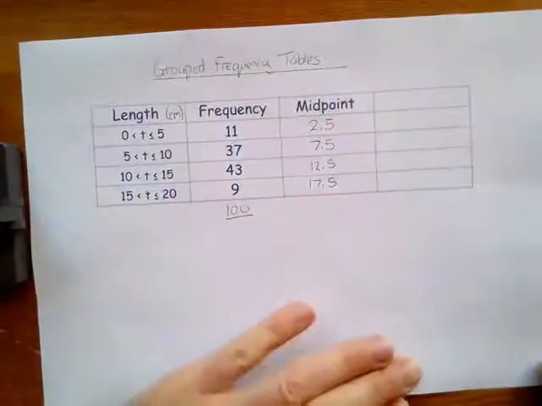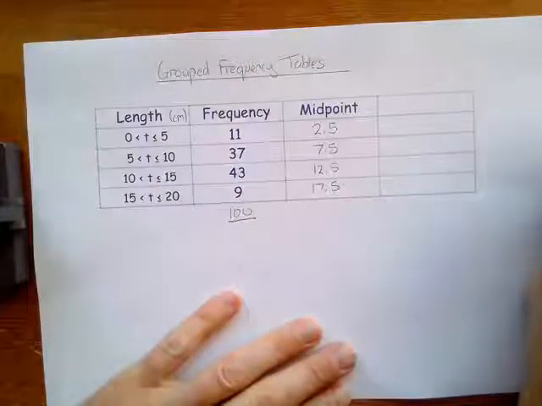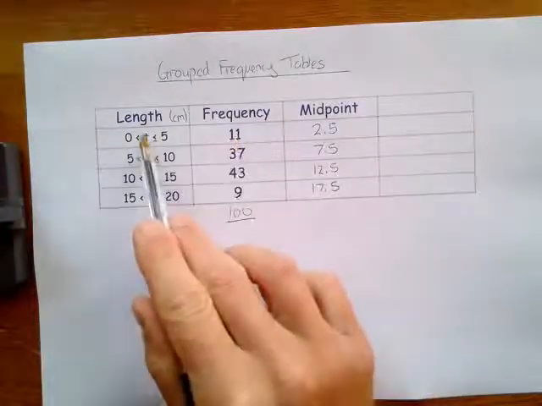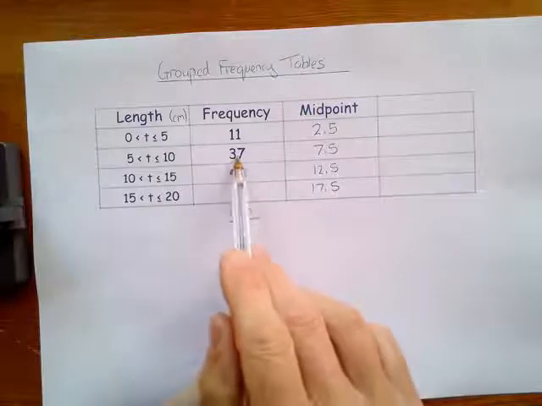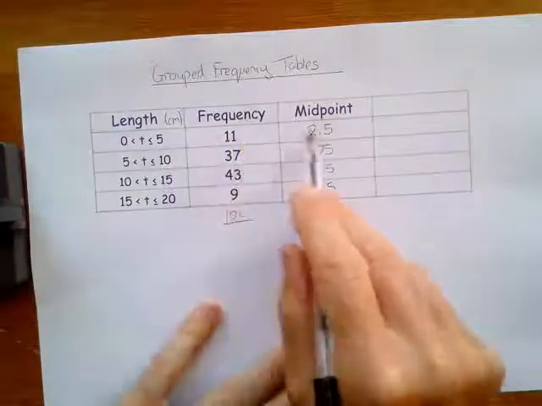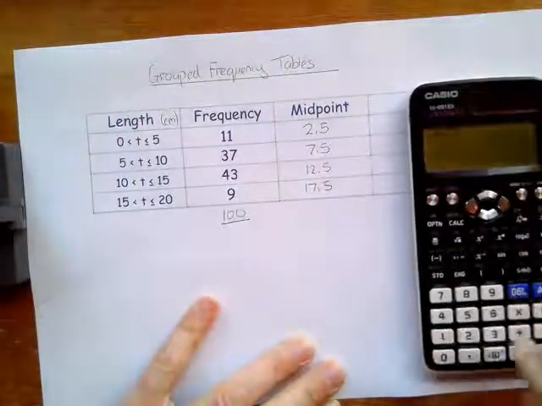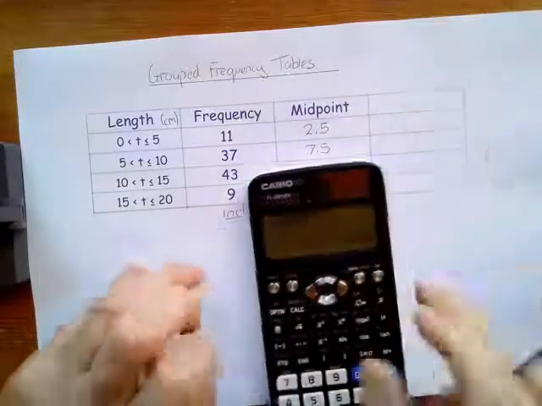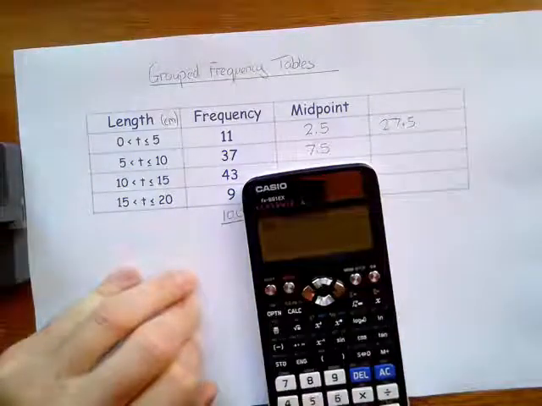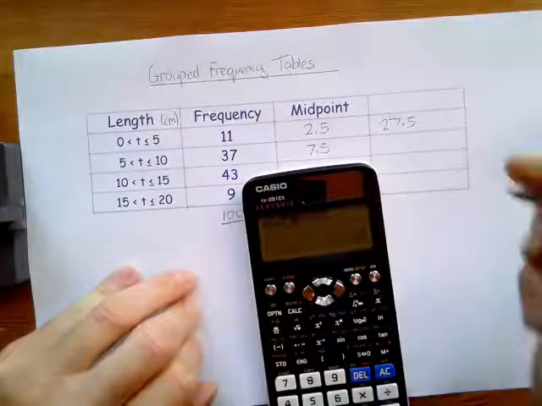Now this last column here is where we calculate the total score of all 11 values in that group, the total score of all 37 values in that group, etc., etc. It's very simple to do. We just multiply these two numbers together. I'll definitely need a calculator for this. So 11 times 2.5 is 27.5. 37, talk amongst yourselves, times 7.5. Oh, you can't, can you, not all together?